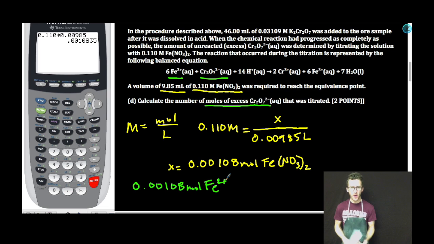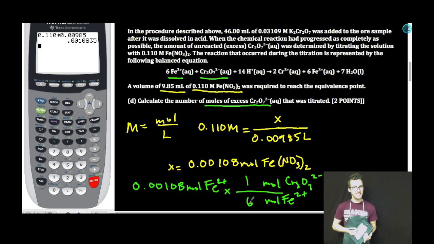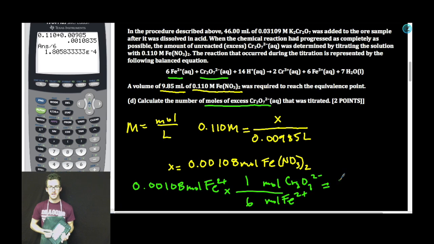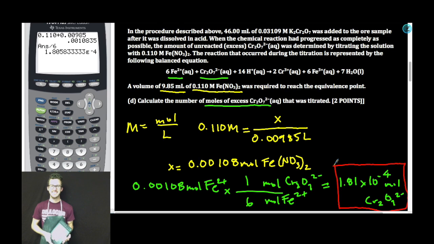Wait a minute. I thought we solved for moles of iron(II) nitrate. How is that also moles of iron(II)? For every one of these iron(II) nitrates, there's 1 iron(II) ion. So if I know moles of iron(II) nitrate, I also know moles of iron(II) ion. Quick stoich conversion with a 1 to 6 relationship. I end up with 1.81 times 10 to the minus 4 moles Cr2O7 2-. Boom! Science.